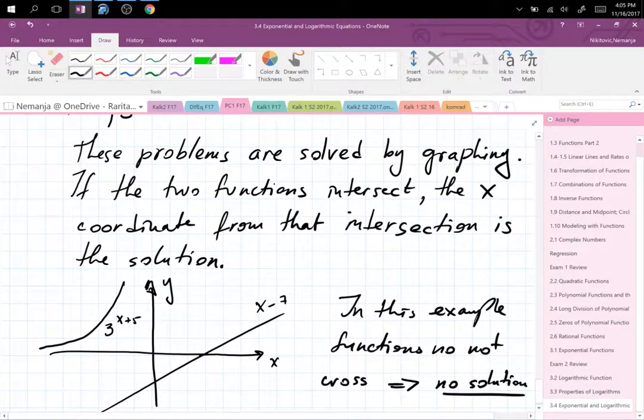Now all I needed to do is to make it equal to minus x minus 7. Then this line would turn and go this way, and it will intersect, and whatever intersection x gives, it will be a solution.